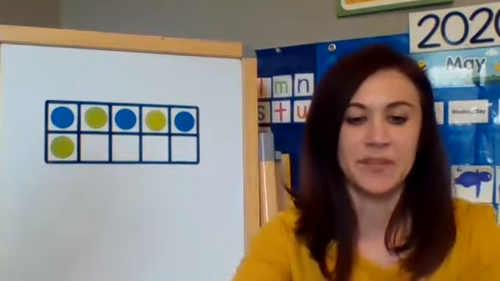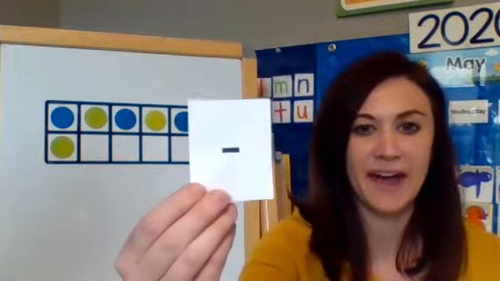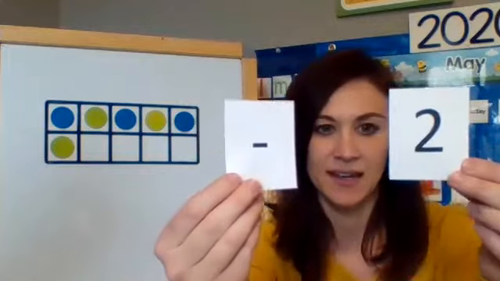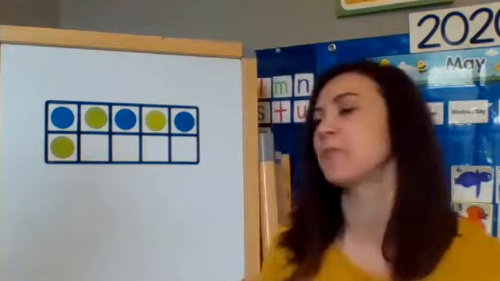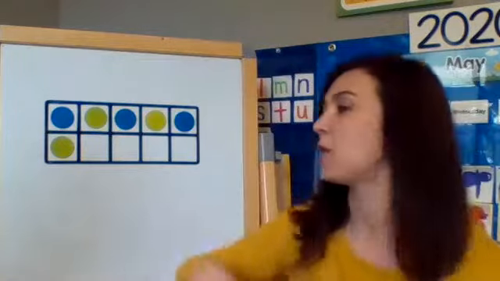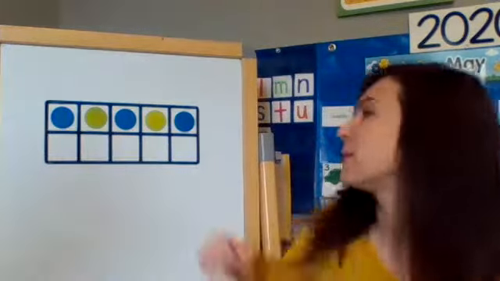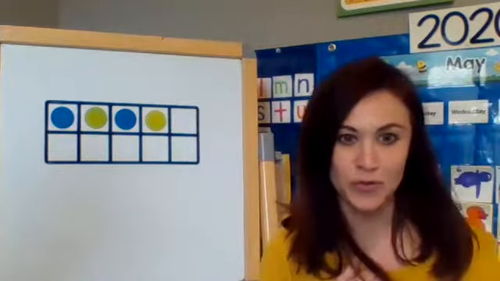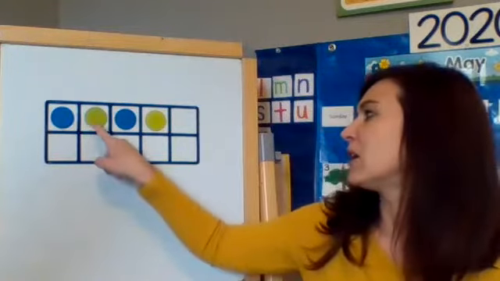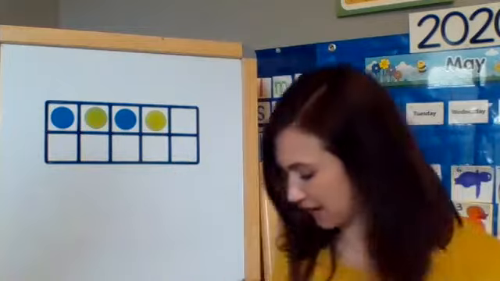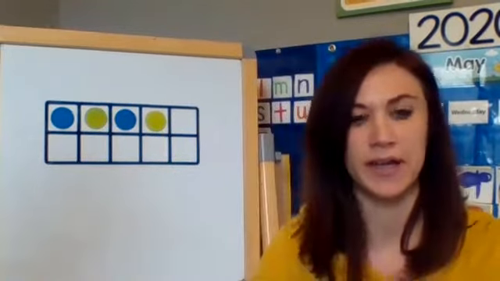gonna go again. This time I have a minus and a 2. That means I am taking away 2 pieces out of my tens frame. I'm taking them off. 1, 2. If you want, you can count to see how many are left. I have 1, 2, 3, 4 left. All right, I'm going to go again.